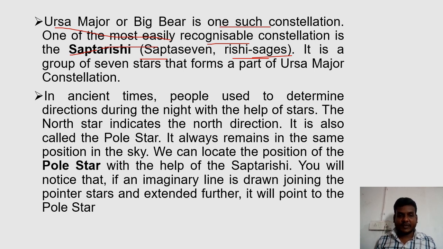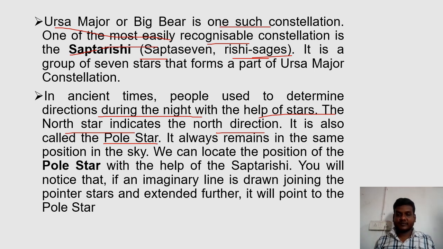We saw this previously, and we also count the seven stars we call Ursa Major, or the polar bear. In ancient times, people used stars to determine direction at night. When it is night time, we can find the North Star, and then you can easily identify the direction. The North Star indicates the north direction.